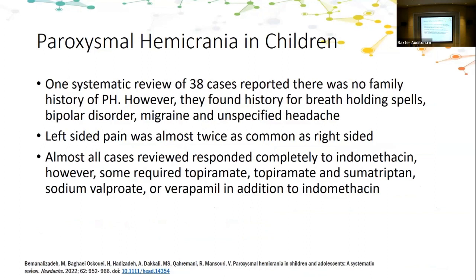In terms of family history and other risk factors, there was a review of 38 cases, and there was no family history of anything like PH. However, breath holding spells, bipolar disorder, migraine, and unspecified headache were reported in those patients. It's unclear why, but left-sided head pain was almost twice as common as right-sided head pain. I'm not really sure if anybody has any ideas on that. I'd love to hear your thoughts. And then almost all cases reviewed responded completely to indomethacin. However, some required topiramate, sumatriptan, sodium valproate, or verapamil in addition to indomethacin.